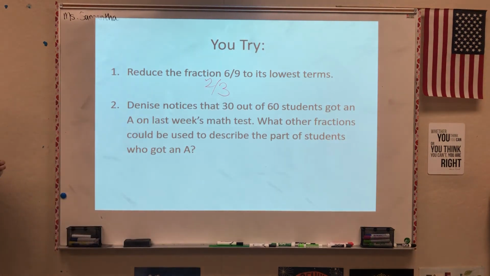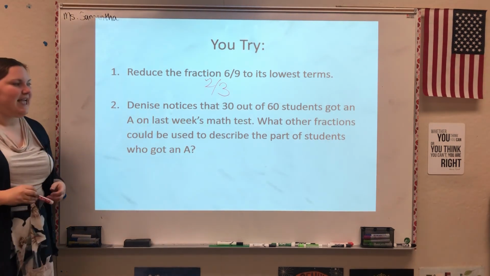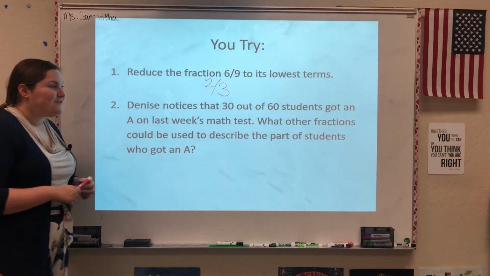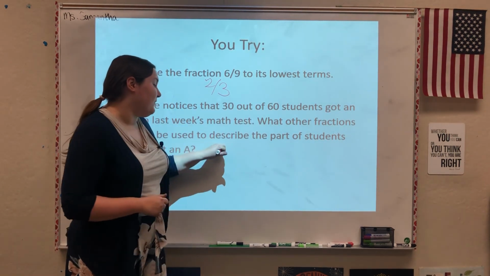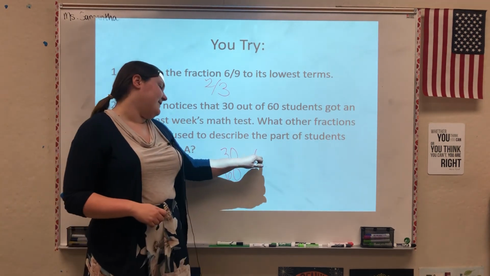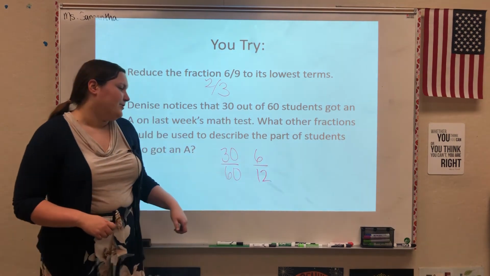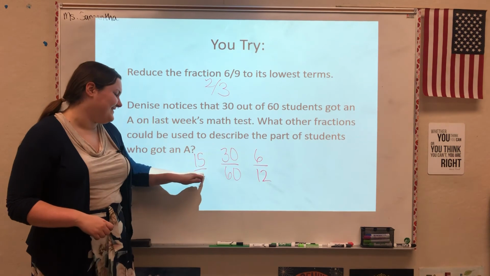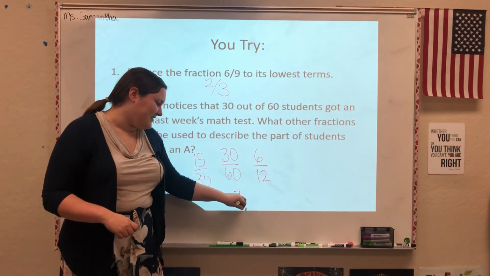The second one for you, Denise notices that 30 out of 60 students got an A on last week's math test. What other fractions could be used to describe the part of students who got an A? All right, there's a lot of different ones you could say for 30/60ths, depending on what number you're dividing by. You could divide by 5 and get 6/12. You could divide this by 2 and get 15/30. You could divide by 10 and get 3/6.